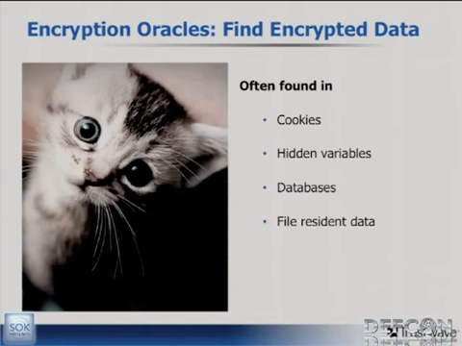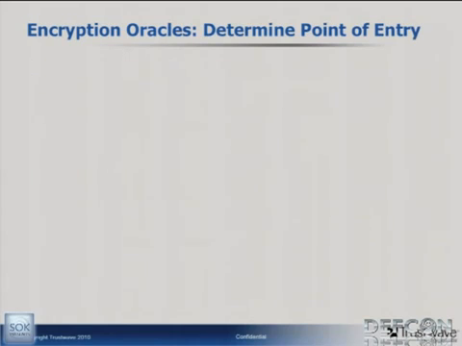So again, we're looking for encrypted data when we're talking about encryption oracles, but in this particular case we're looking for it as output as opposed to as input. You'll frequently find this sort of thing in cookies and hidden variables, in databases and file resident data. And then the next thing you're going to need to do is determine the point of entry. So when you're looking at this encrypted output, usually it'll have some identifying information, like maybe a variable in a hidden field, and that variable will be named pet's name.